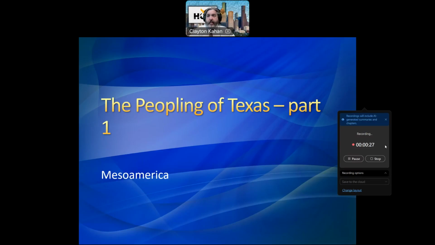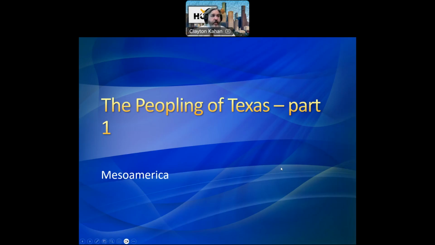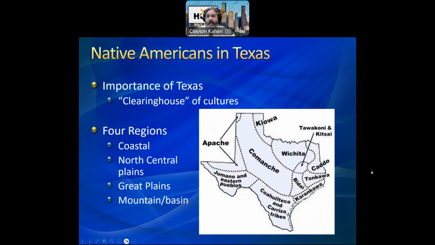The people that we're going to be talking about and the people who make up the Native Americans of present day Mexico and South America, they're all going to come through Texas. Texas is going to be a sort of clearinghouse, an important meeting place for all of these groups. So it's important that we start with all of this sort of stuff. We're going to talk about Paleo Indians, we're going to talk about Archaic Indians, all of these different types of groups.